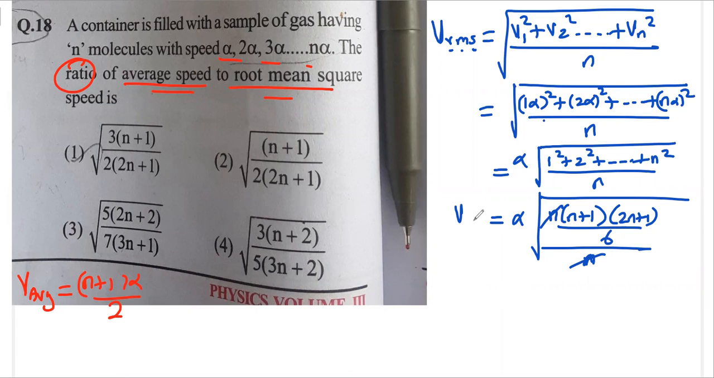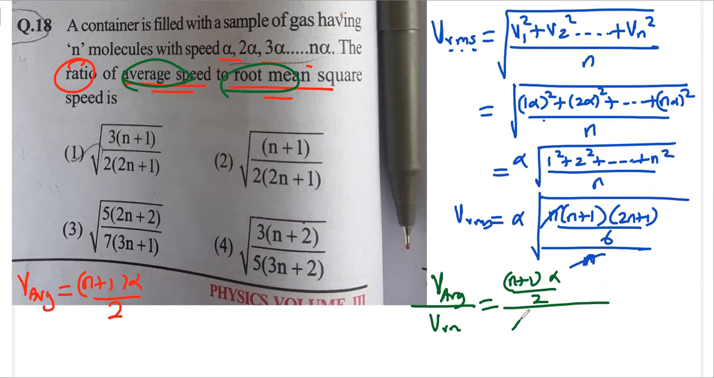So this is V RMS, and they're asking me to find the ratio of average by RMS. So I have to divide. So average is n plus 1 alpha by 2 divided by alpha into this root term, root of n plus 1 into 2n plus 1 by 6. Alpha cancels. So rearranging, the root also cancels. So in the numerator, I'll be having root of n plus 1.